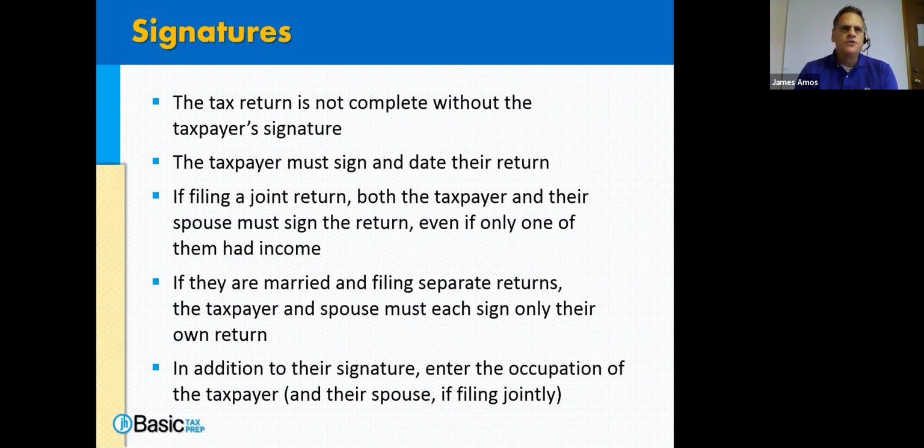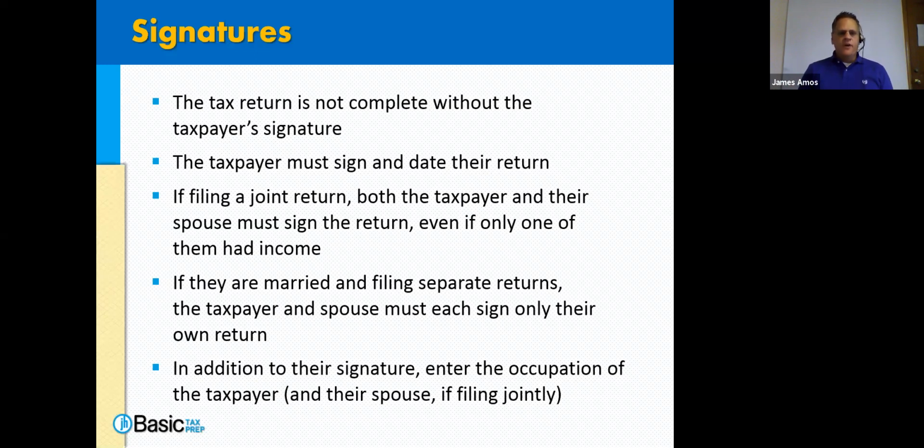Now, if you're filing a joint return, both the taxpayer and the spouse must sign and date the return. And that's true even if only one of them had income. It doesn't matter. If it's a joint return, it's a joint return, regardless of who has the income.